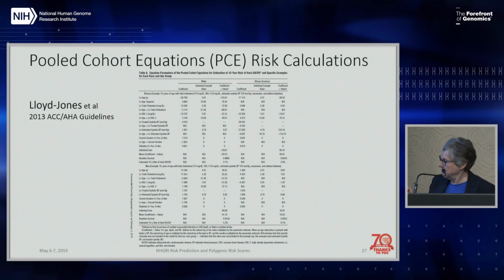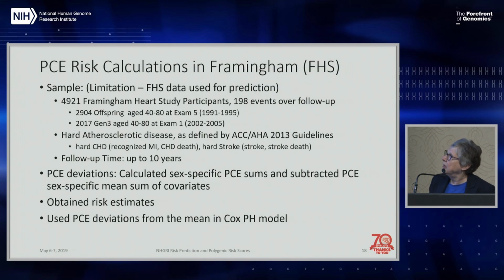So we used this model in the Framingham cohort to see how it worked in Framingham. Now, of course, we should say that Framingham was part of the development of this model, so perhaps a bit circular, and hopefully it will fit, but it's not exactly the same group of people that were used in the pooled cohort equations. So the ones we used were 4,921 subjects, ages 40 to 80, in the offspring at exam 5, or in the third generation at exam 1.